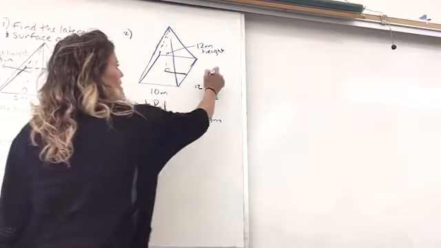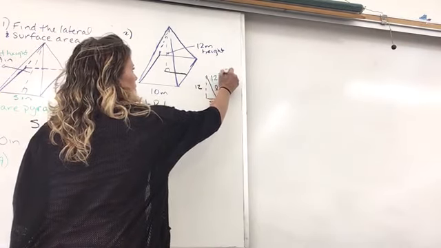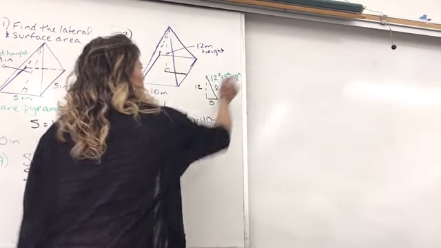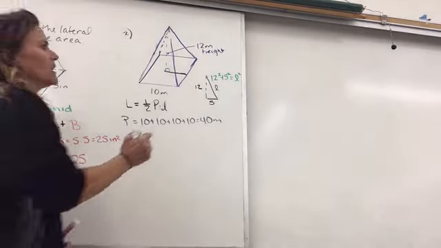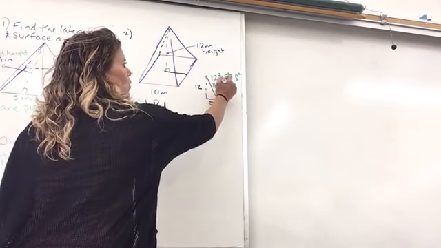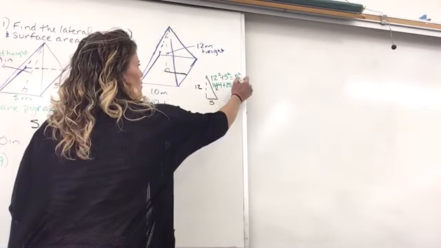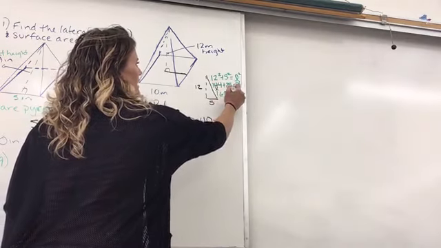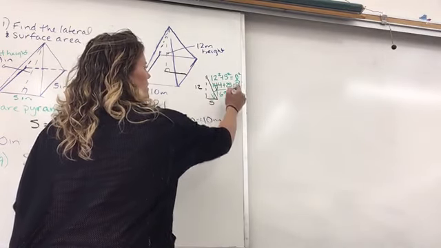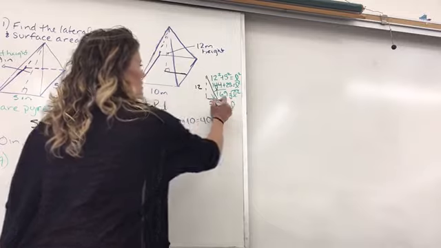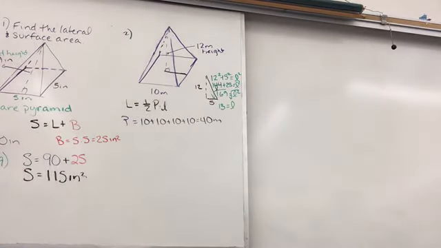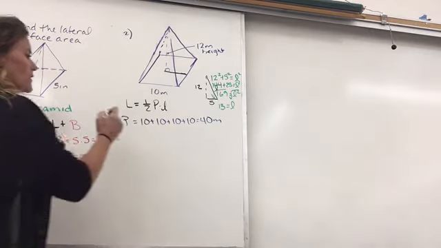So we're going to simply say 12 squared plus 5 squared equals L squared. That's 144 plus 25 is L squared. That's 169 equals L squared, which means L is 13. So some practice with Pythagorean theorem.